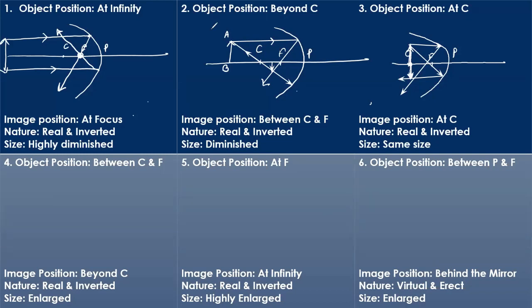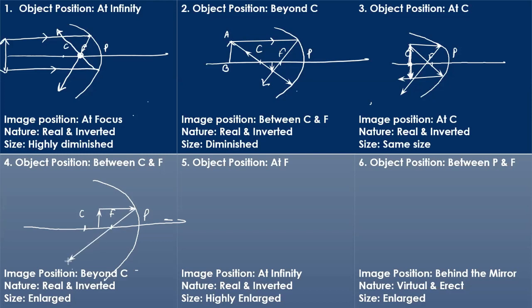Next position, what do we have? Again, pole, focus, center of curvature. Now, where is my object? Object position is between focus and center of curvature. So I am keeping the object between focus and center of curvature. One ray, incident ray, parallel to principal axis. Where it will pass? It will pass through focus.